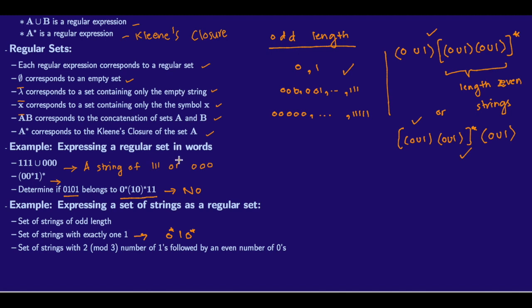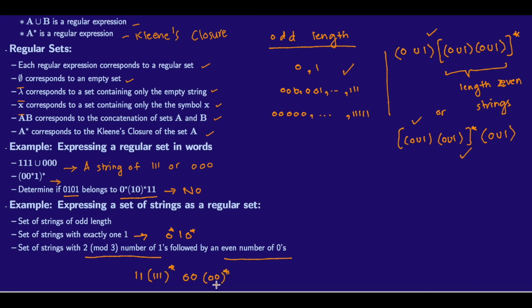And you can see that just a simple definition like a recursive definition, which comes very natural to us, can lead to something which is beautiful and very compact. Now, set of strings with this number of ones followed by an even number of zeros. So this number of ones we can say what? We can have 1 1 and then 1 1 1, correct? And then followed by an even number of zeros, so 0 0 and 0 0.